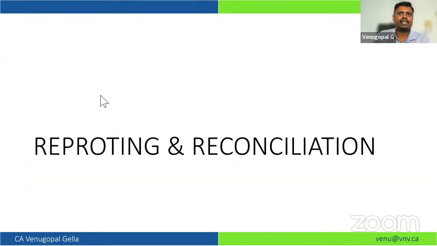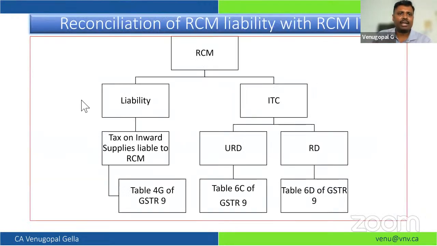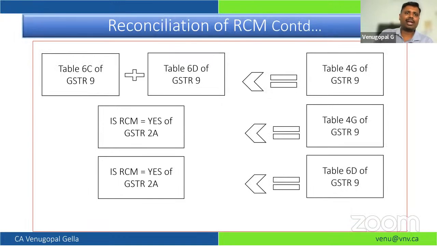How do I reconcile and report this? Firstly, the liability discharged will be reported in table 4G of GSTR-9. ITC will be reported in 6C if it is on account of unregistered suppliers, and in 6D if it is from registered suppliers. You have to ensure your liability value is equal to or higher than the credit which you have availed. Your RCM paid on the portal, which is showing in your 2A, should be there in your 6D. So make sure you report those credits properly.